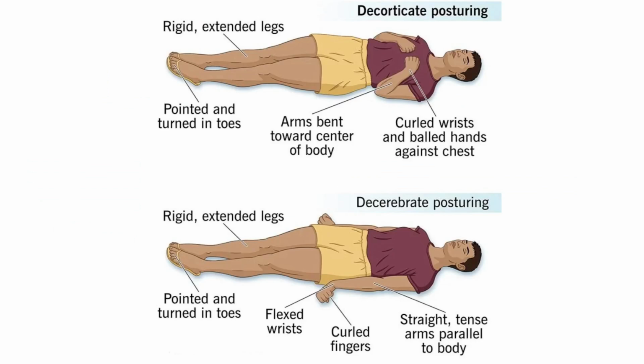So there's decorticate and decerebrate posturing. In the real world, this really doesn't matter a lot, but on your board exam, this is going to help you figure out what your GCS is. And just remember, for decorticate, the arms are flexed towards the chest, and in decerebrate posturing, the elbows are extended to the sides.